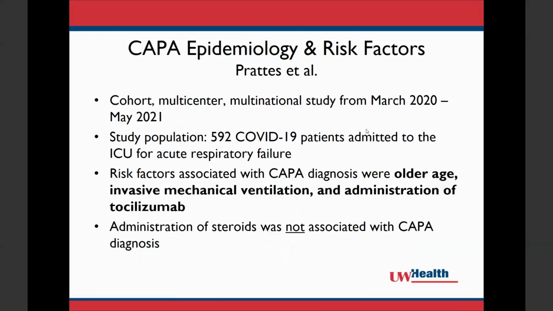All right, another study was done by Pratt, and this was a multi-center, multinational cohort study that looked at a much larger population. So this was almost 600 COVID patients admitted to the ICU for acute respiratory failure. And different from Bartoletti's findings, they found 3 different risk factors associated with CAPA diagnosis. These were older age, invasive mechanical ventilation, and administration of tocilizumab. So still, administration of steroids was not associated with increased risk of CAPA diagnosis.